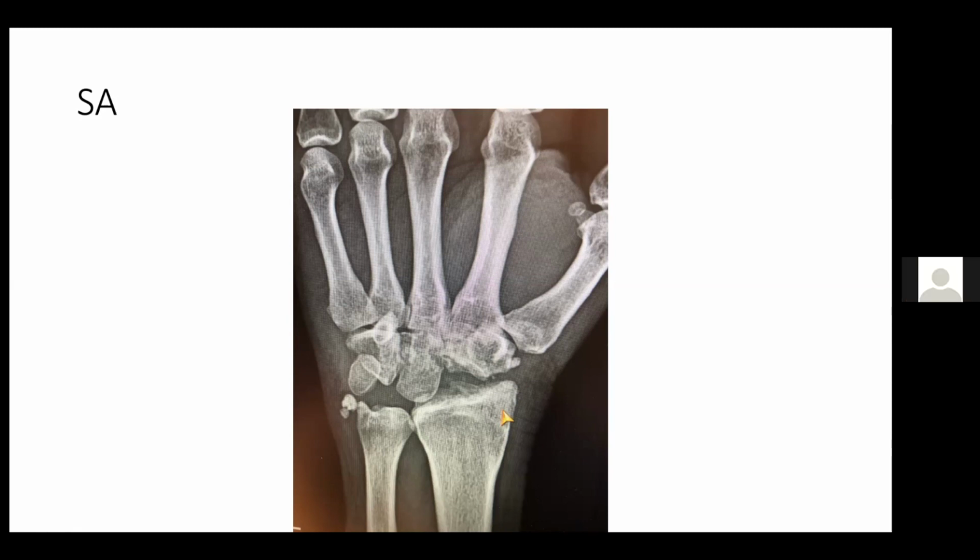I don't think this applies if you do it arthroscopically. I think it's when you do it open. I wouldn't do this arthroscopically if I was doing a proximal PRC.